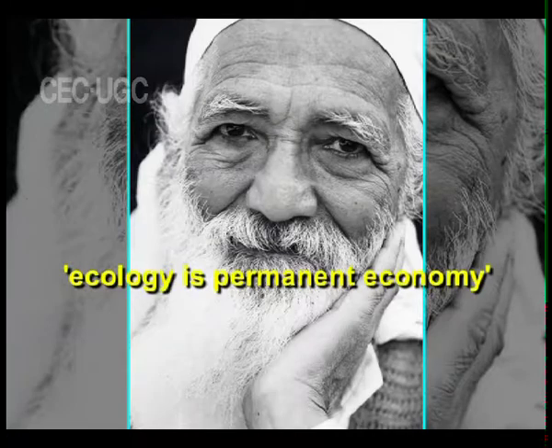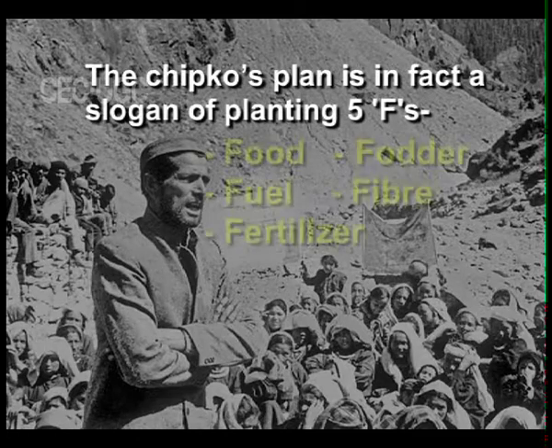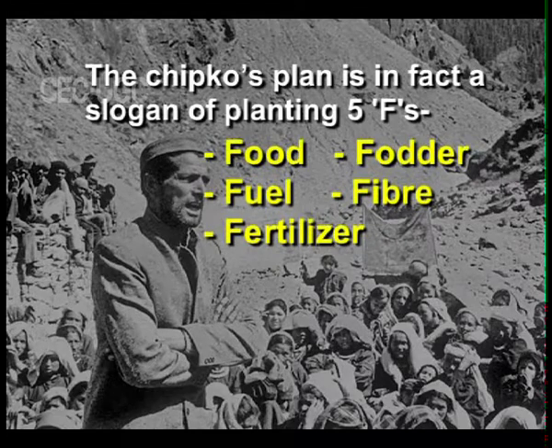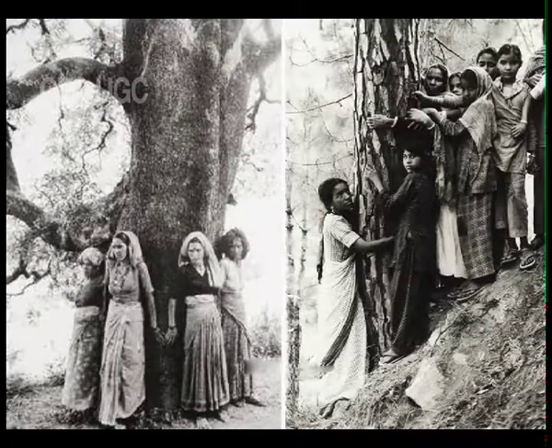That was his slogan. The Chipko plan is in fact a slogan of planting 5 F's. What are they? Food, fodder, fuel, fiber and fertilizer. Trees to make communities self-sufficient in all their basic needs. In other parts of the country also, tribals inspired by this movement have raised their voice against destruction of trees.